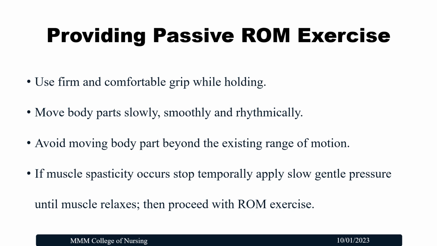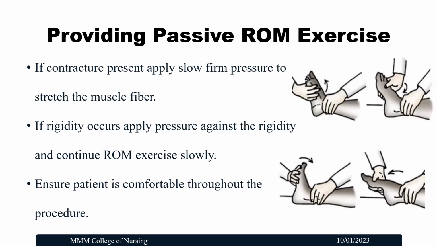If muscle spasticity occurs, stop temporarily. Apply slow, gentle pressure until muscle relaxes. Then proceed with range of motion exercise. If contracture is present, apply slow, firm pressure to stretch the muscle fiber. If rigidity occurs, apply pressure against the rigidity and continue range of motion exercise slowly.